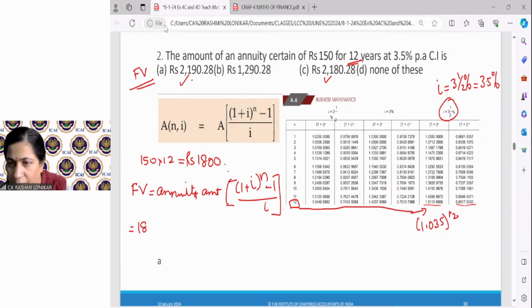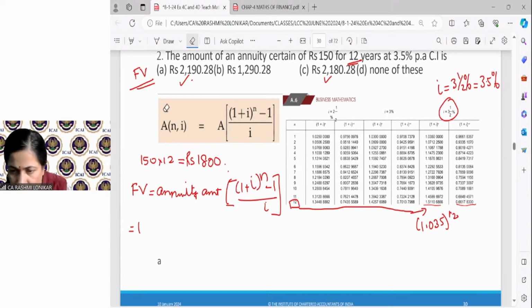150, sorry. So this is 150 into, I will just put in the bracket, 1.035 raised to 12. 1 plus I, I is 3.5, raised to n. N is 12, minus 1 upon 0.035. Okay.